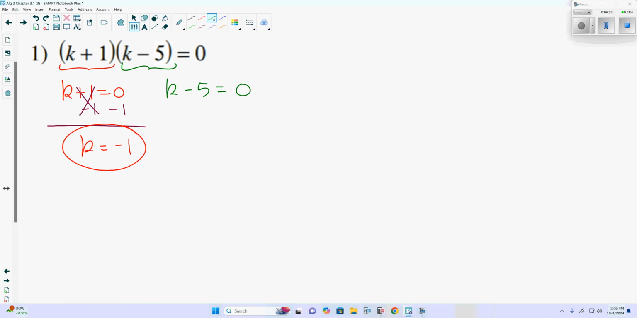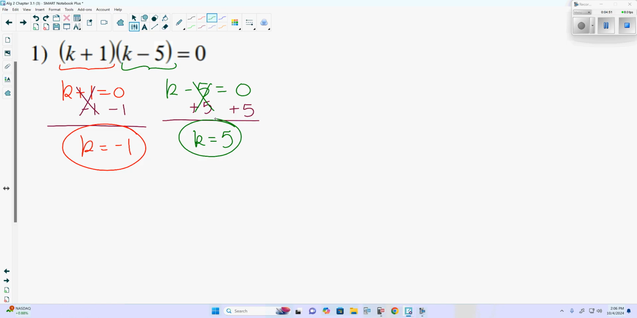So we need to solve k minus 5 equals 0. So here we would add 5, because negative 5 plus 5 would be 0, leaving k by itself. And 0 plus 5 is 5. So k equals negative 1 and k equals 5. Those 2 values of k will make the function be 0.